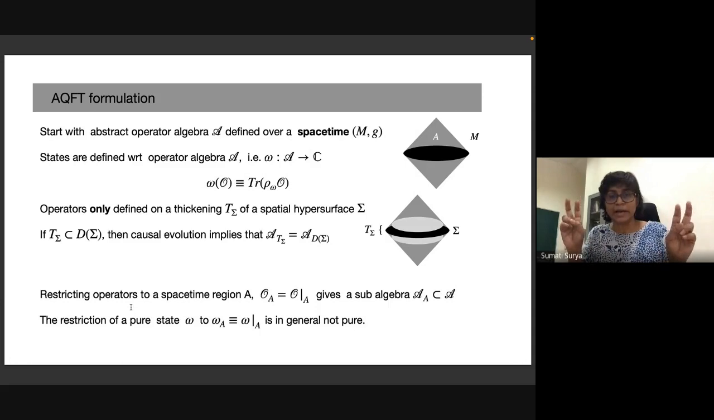And we define the analog of density matrices in this way: the trace of the density matrix rho with an operator gives you the state for that particular operator. What's very important is that these operators become very singular when you restrict them to spatial hypersurfaces or anything of codimension one or larger. So in order to regulate these operators, you can't really talk about these hypersurfaces anymore. You have to talk about thickened regions, thickenings of spatial hypersurfaces. You're really talking about spacetime regions. And you, of course, want to do it in a way that respects causality, et cetera.